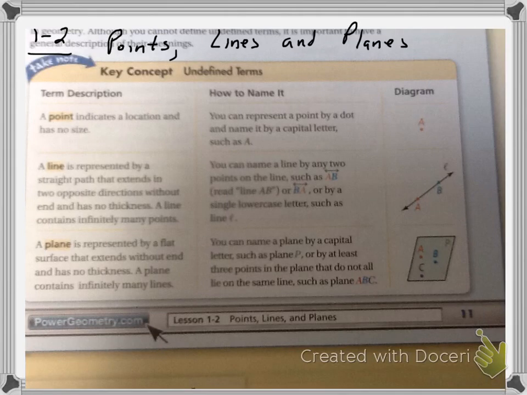1-2 is about points, lines, and planes. Go through here, look at what points, lines, and planes are. They're pretty self-explanatory. A line, again, is made up of 2 points, okay, and a plane is usually made up of 3 points. You can call a plane by the points or by some letter in the corner that dictates what it is.